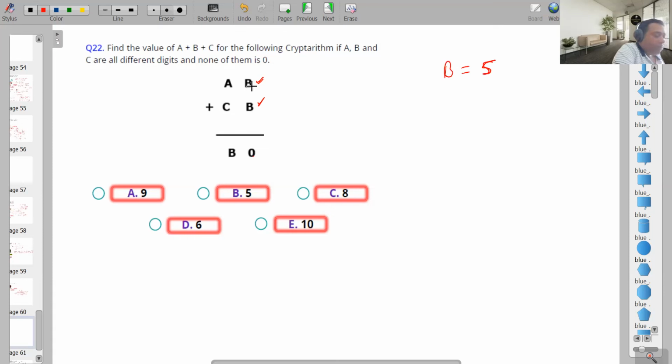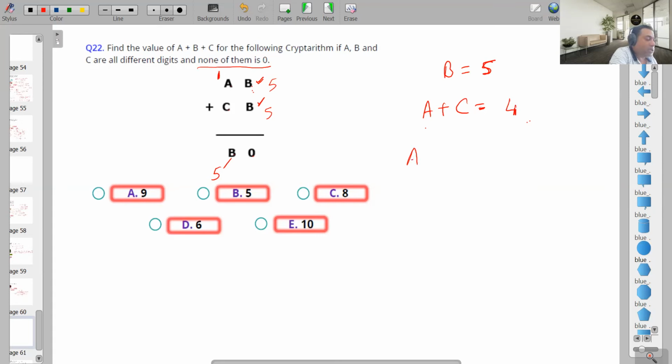Because either B was 0 or B would have been 5, but B cannot be 0 because the question says none of them is 0. So B is 5. So you get a 10 and you get a 0 here, and 1 gets carried forward. Now you add 1 plus A plus C, and that is giving you a 5. Therefore, A plus C is 4, because A plus C is 4 plus this 1 carried forward will give you a 5. So A plus C is 4.